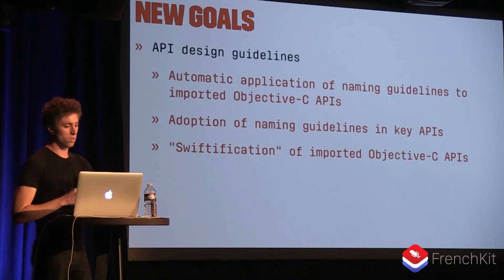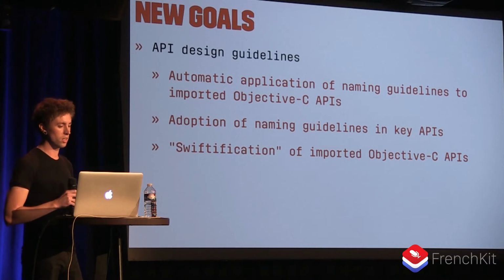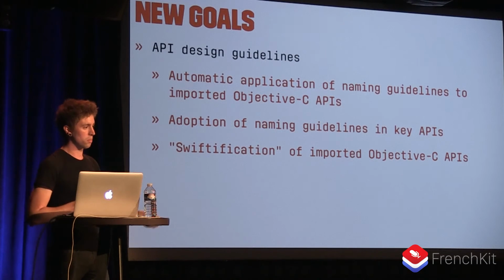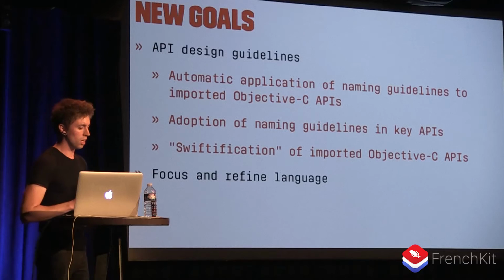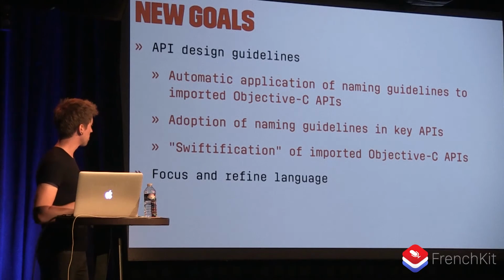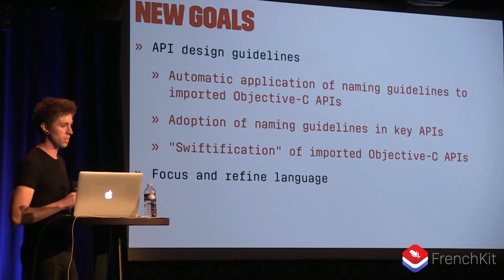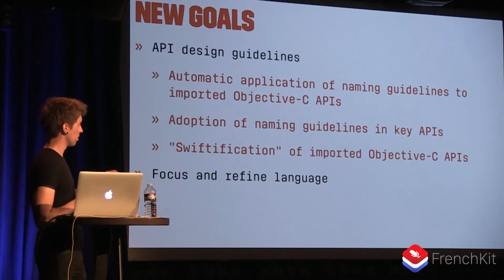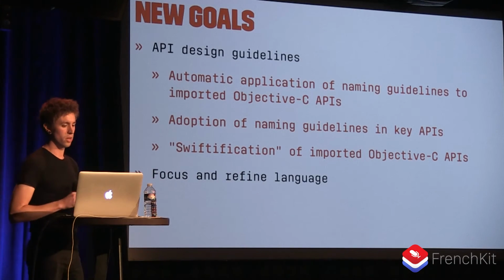And so primarily, there was a strong focus on the API design guidelines, with automatically importing the Objective-C APIs and having this Swiftification of Objective-C, and then adopting the new naming guidelines for the standard library and other Swift APIs. Still focusing and refining the language. The text in black here are previous goals that remained.